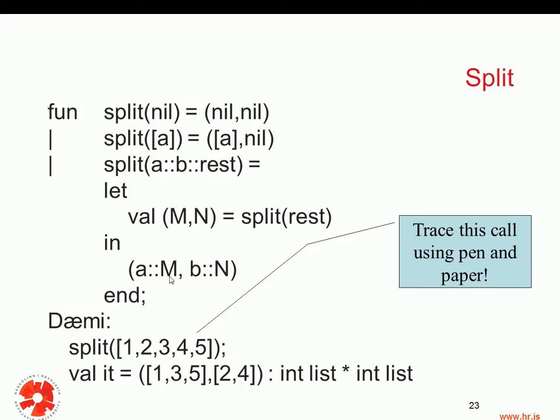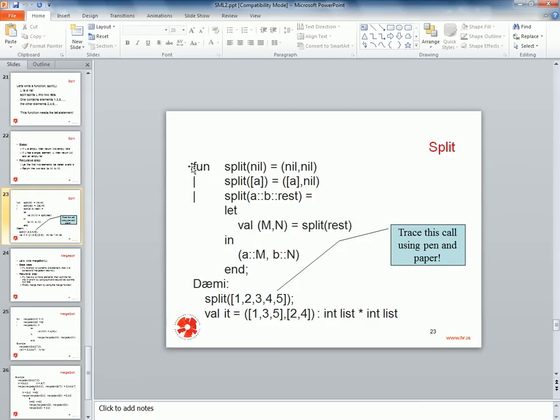So our m here is the value from the let statement, and the m is the first element of the pair, and the n is the second element of the pair. And where do we get this pair from? By recursively calling split. And this is something that one really needs to trace to be able to visualize or to get a feeling for what's happening here. So let us actually do that.